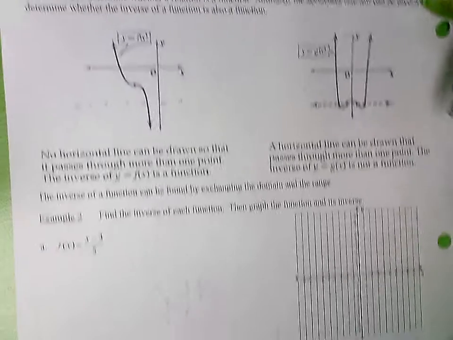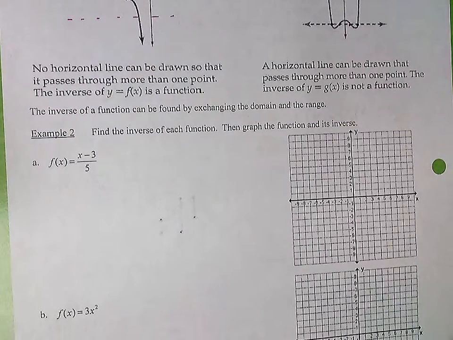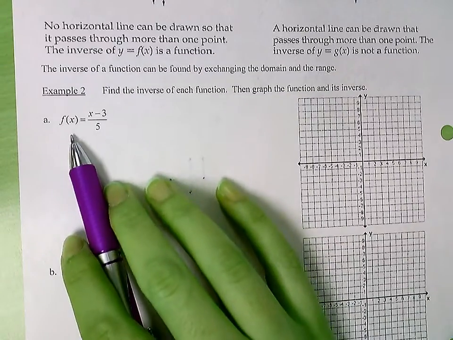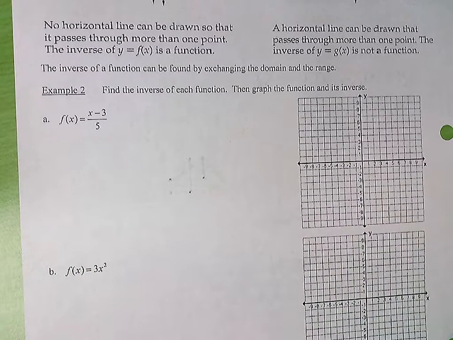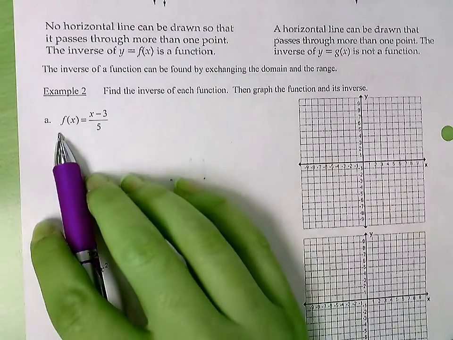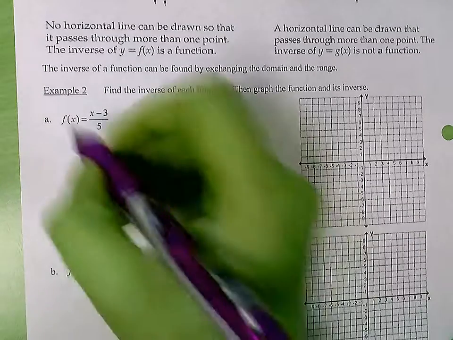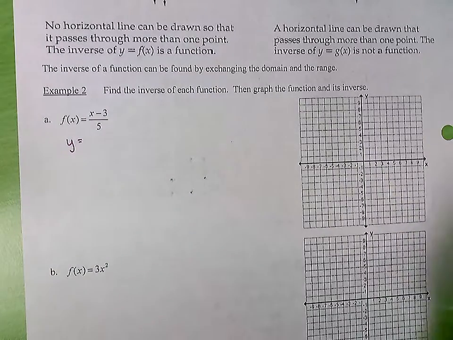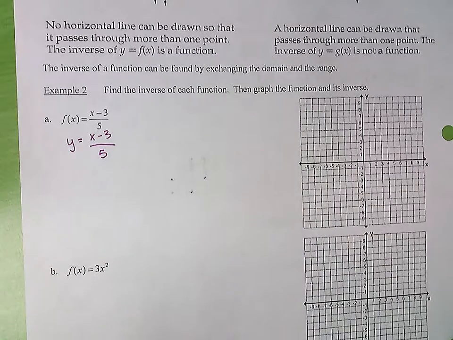So I do want to go into actually finding an inverse of a function. We're going to first find the inverse, and then we're going to graph the function and its inverse. So we got some graphing going on here. So letter A, the first thing I want you to do when finding an inverse is change your f of x to a y, which means the same thing. And then just keep that x minus 3 over 5.